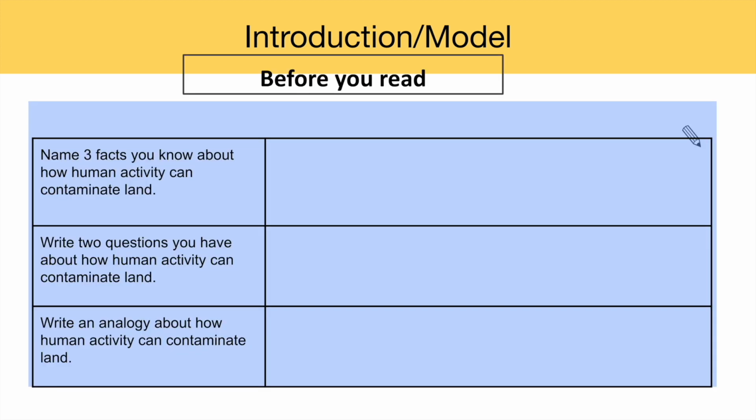Before you read, name 3 facts you know about how human activity can contaminate land. Write 2 questions you have about how human activity can contaminate land. And finally, write an analogy about how human activity can contaminate land. So right now I will generate 3 facts that I know about how human activity can contaminate land.